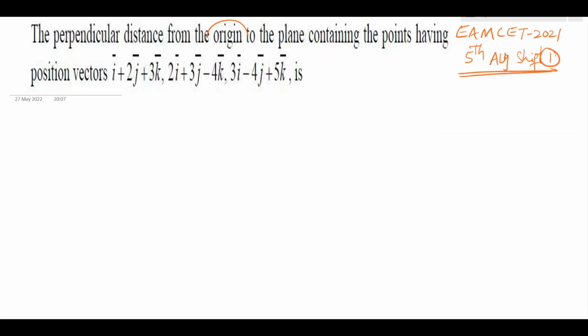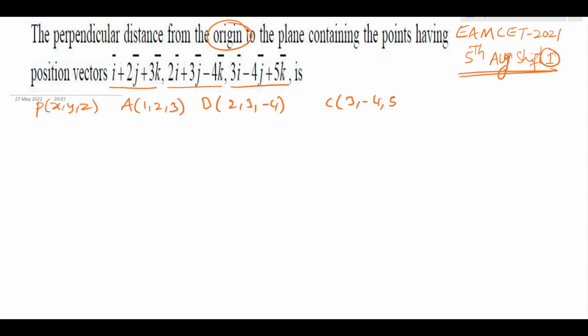The perpendicular distance from origin to the plane containing the points having position vectors i bar plus 2j bar plus 3k bar, 2i bar plus 3j bar minus 4k bar, and 3i bar minus 4j bar plus 5k bar is dash. This is EAMCET 2021, 5th August, shift 1 question. So first we take OP bar, that is P vector is x comma y comma z. Here A is given, that is 1 comma 2 comma 3, and B is 2, 3, minus 4, and C is 3, minus 4, 5.